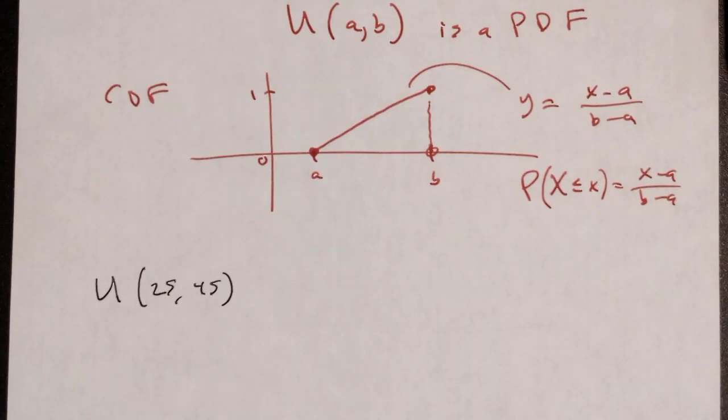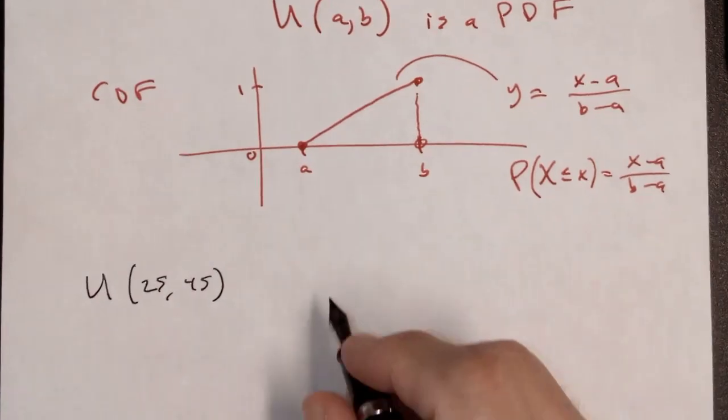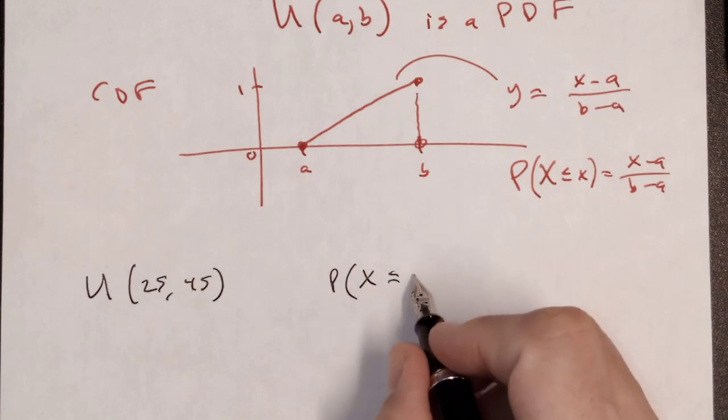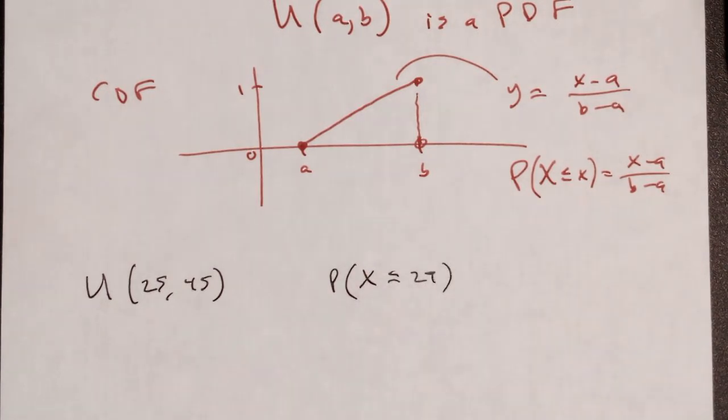I have a uniformly distributed continuous random variable, distributed from 25 to 45. Say, give me any number between 25 and 45. 29. So I have two different questions. What is the probability that I get a value less than or equal to 29?